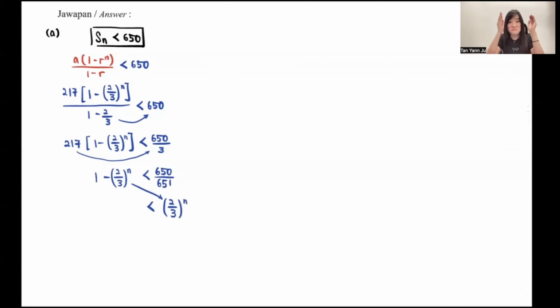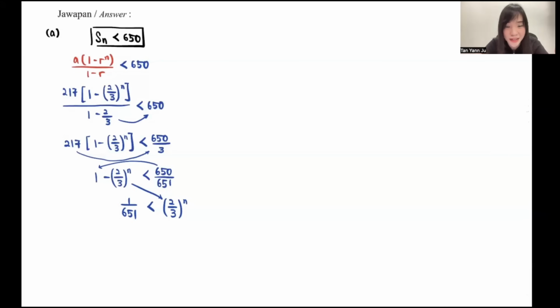So the one with power n, I move it to that side. Then those without n, I will move it to the left side instead. So 1 minus 650 over 651. Isn't it I'm getting 1 over 651? So until this stage, I don't want to continue, nothing to continue, the power is blocking you, my dear.